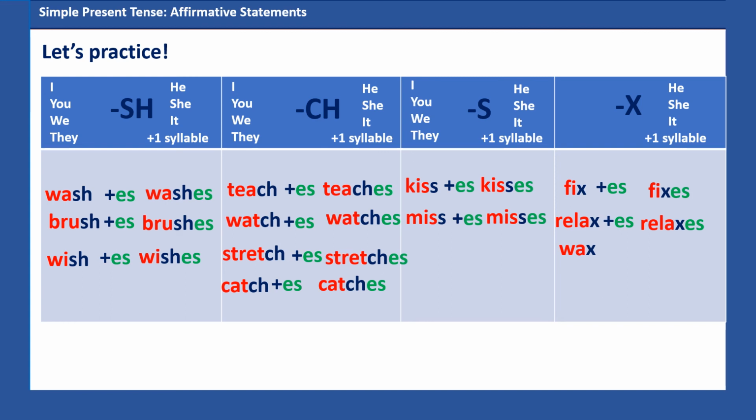Wax. I wax my kitchen floor every week. My mother waxes her kitchen floor every week. In the simple present tense, the affirmative has two forms, verb with no S, and verb with S.